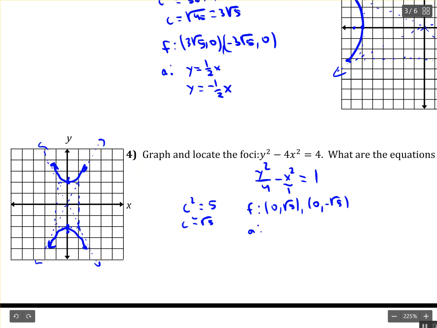We went up 2 over 1, so the slope is 2. So y equals 2x, and the other one's down 2 over 1, so y equals negative 2x. And we're done.